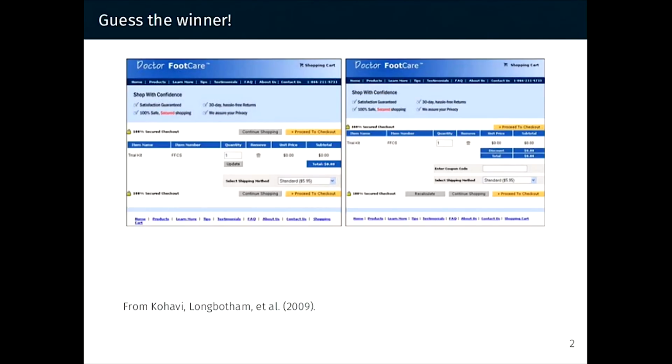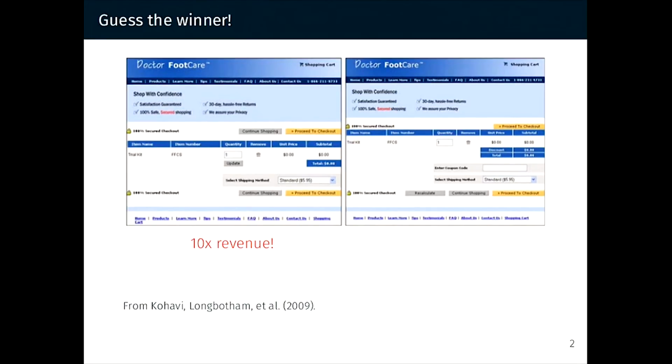So I know this image is pretty fuzzy. That's what I've got from the paper, but you can look at it and see which one you think was better. It looks like it's a pretty subtle difference. It's mostly the same layout, mostly the same colors and everything. But it turns out the one on the left was 10 times better. Actually, the one on the left here was the old one, and the one on the right was a new version that they rolled out, hoping to improve things, and it was a 90% drop in revenue for the company.